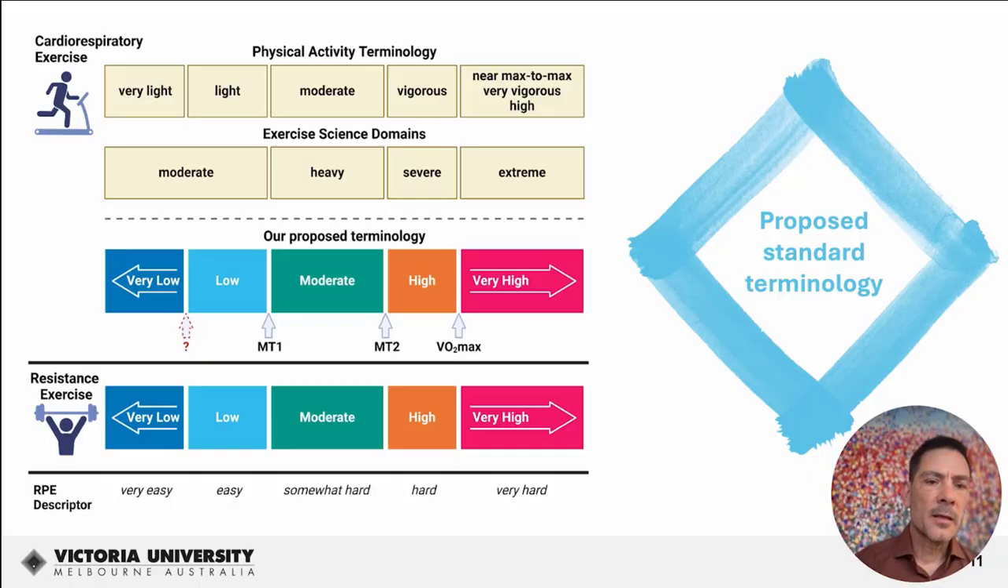And the other thing we thought, just linguistically, even though the physical activity terminology is quite well established, it seems to mix, we felt, different terms. So it goes from light to moderate to vigorous, whereas linguistically, if we anchor on moderate, then less than moderate is low intensity, and then high intensity, very low, and very high intensity. So that was our thinking there.